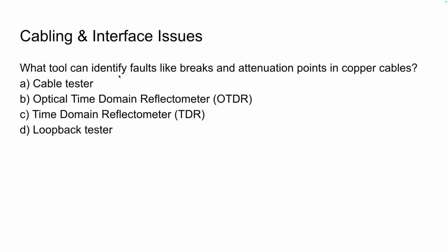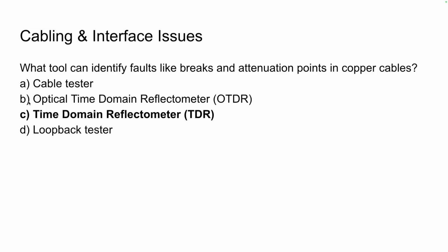Okay, cool. What tool can identify faults like breaks and attenuation points in copper cables? Okay, so we have these various tools that can do the same thing. They just deal with different types of cables. So specifically for copper cables, the cable tester can actually do this, but I don't think it's the cable tester. The optical time domain reflectometer was the one that is for fiber optics. The time domain reflectometer was the one that was dedicated to copper cables. And then the loopback tester just tests the signal loop back to the interface. So I would say C is the answer, because I believe C is the one that's relevant to copper cables.